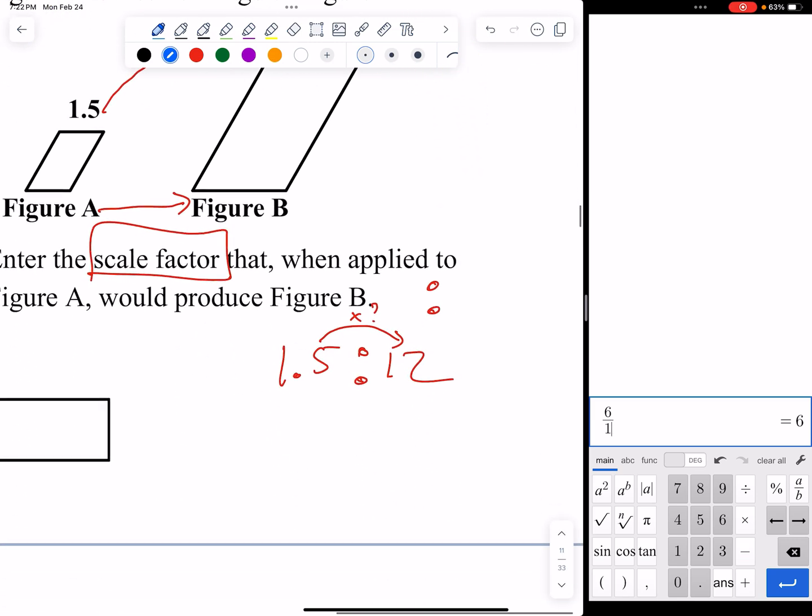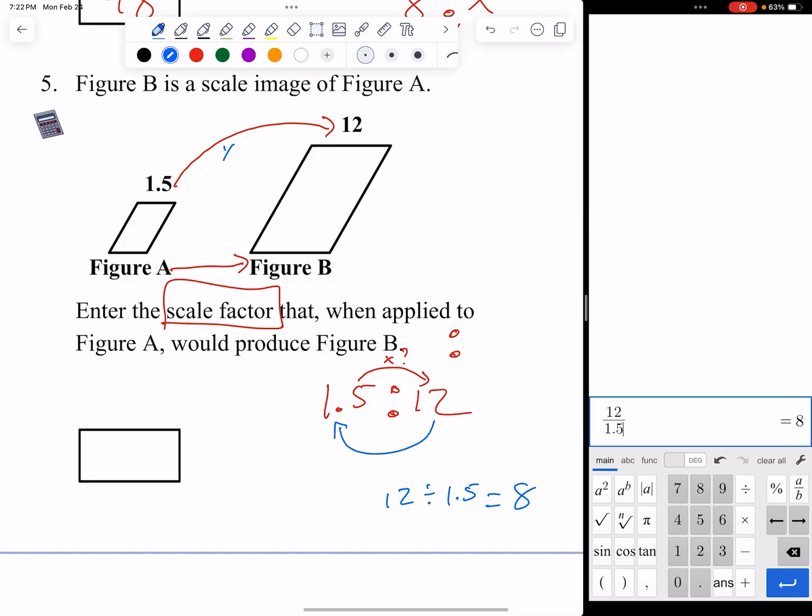So right here, can I go backwards? Well, I can say 12 divided by 1.5, and that gave me 8. Does that make sense? I don't know. Let's double check. If my multiplier is 8, aka scale factor, let me do this on the calculator. 1.5 times 8 equals 12. Yes. So another little shortcut that we learned here, and I like to use this, is where you're going, right?